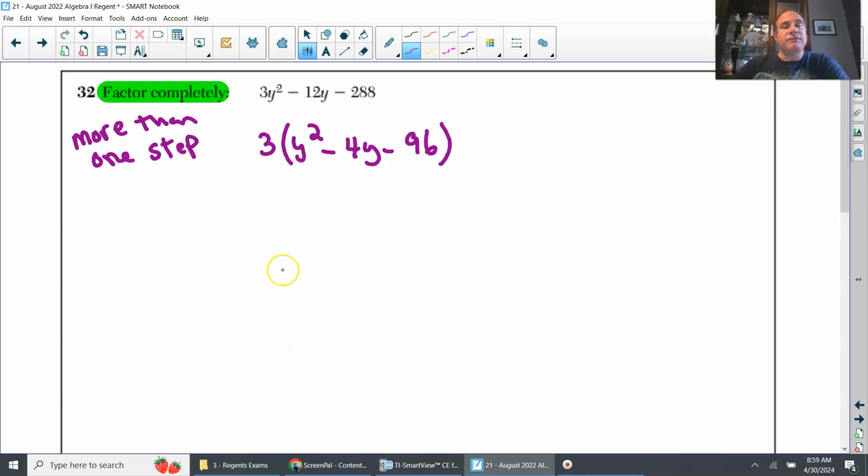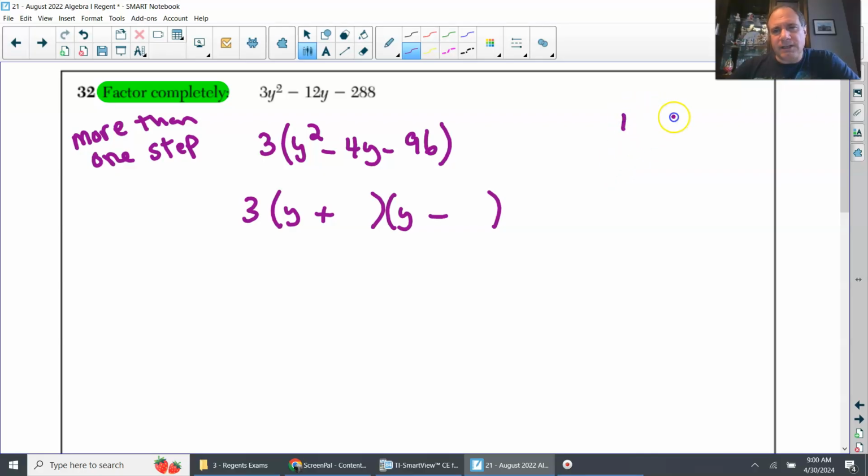All right. So that's a trinomial in the middle there. So I'm going to have to figure out what two numbers multiply to 96 and add to 4. All right. So you know that you have y here. This is a trinomial, and you have two binomials. And it is multiplying to a negative, so it has to be a positive and a negative.